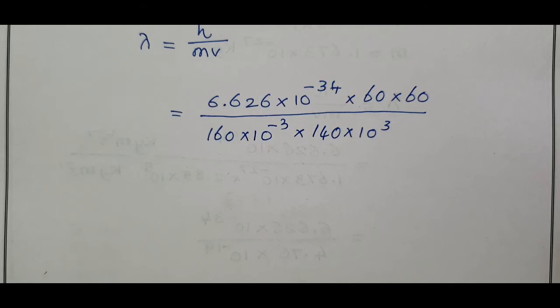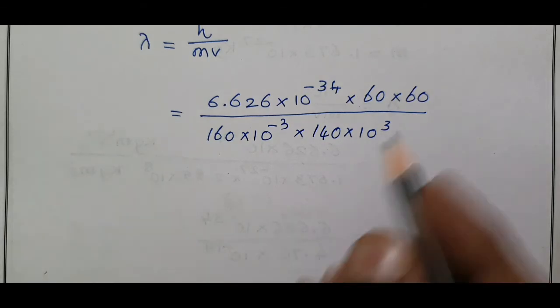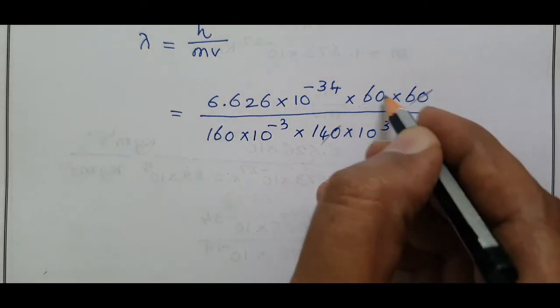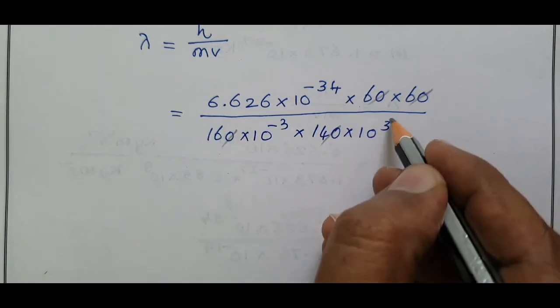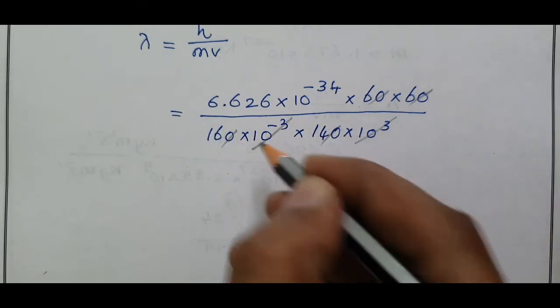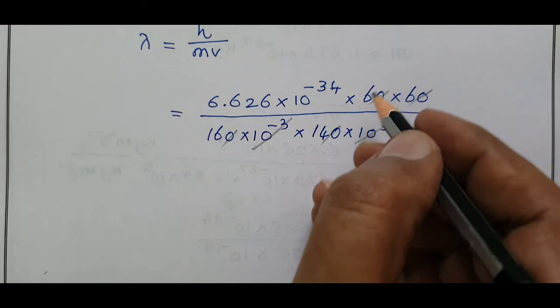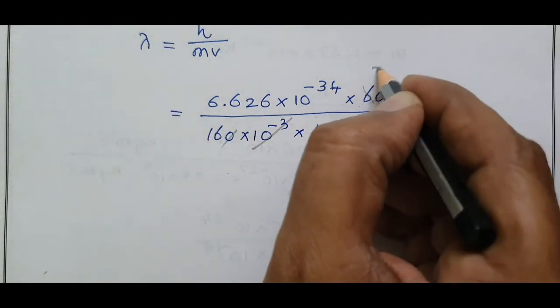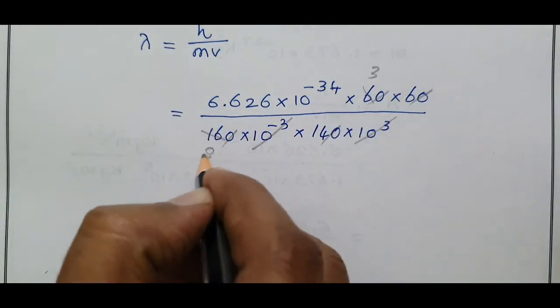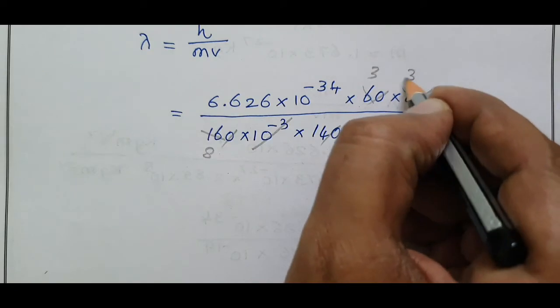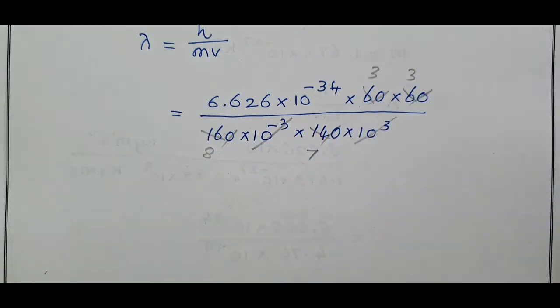Easy cancellation. 1 0, 1 0, 1 0, 1 0 get cancelled. 10 power 3 and 10 power minus 3 get cancelled. 3 2s are 6, 8 2s are 16, 3 2s are 6, 7 2s are 14.